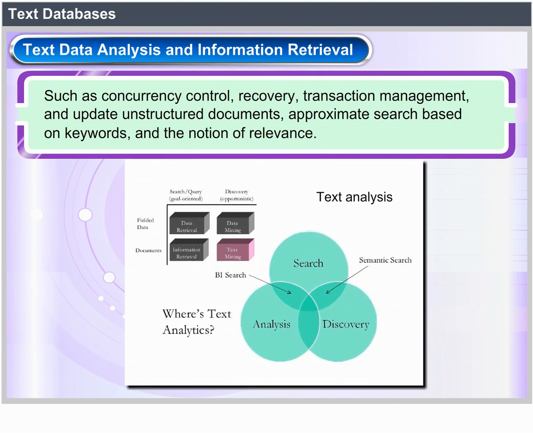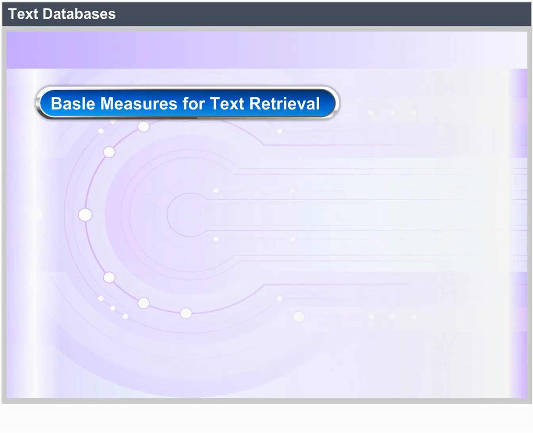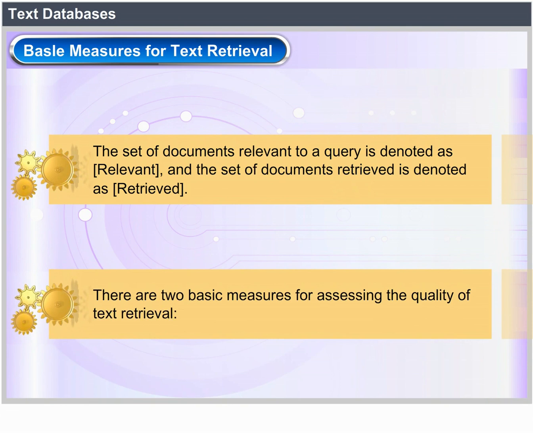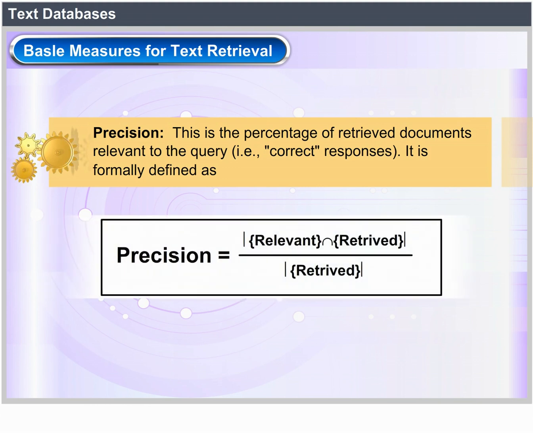Basic measures for text retrieval. Let the set of documents relevant to a query be denoted as relevant, and the set of documents retrieved be denoted as retrieved. There are two basic measures for assessing the quality of text retrieval. Precision. This is the percentage of retrieved documents that are in fact relevant to the query, correct responses. It is formally defined as precision equal to modulus of relevant intersect retrieved over modulus of retrieved.